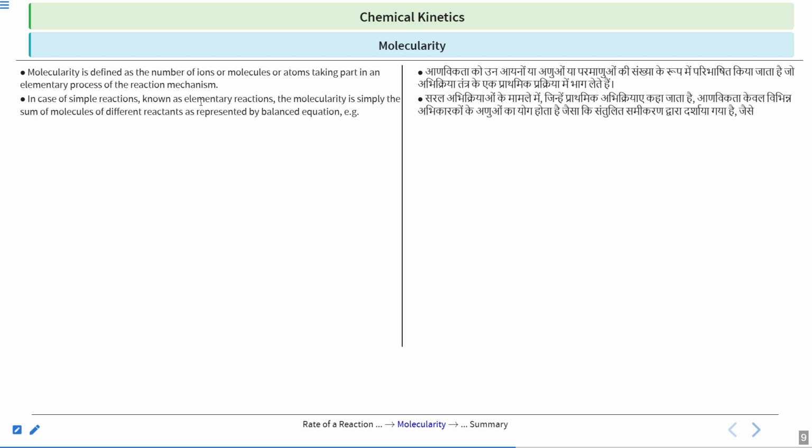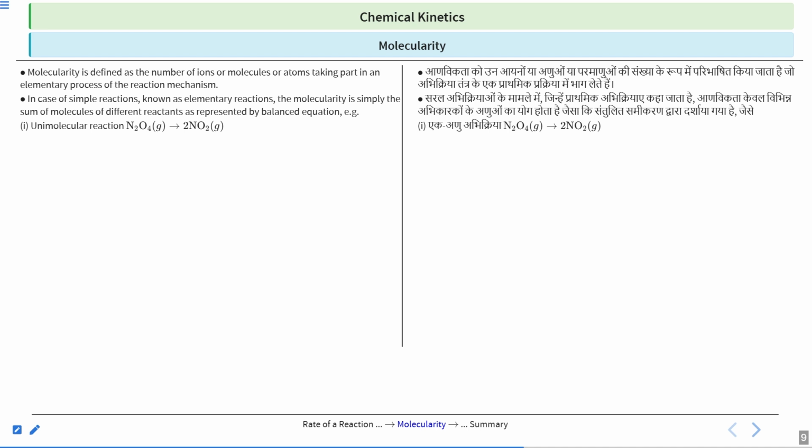So I have told you earlier that we calculate the molecularity of a reaction by taking the elementary process and adding the number of molecules. So this is the definition of an elementary reaction, in which the reaction takes place in one step, and there is no intermediate involved in that reaction. Now let us see some examples.